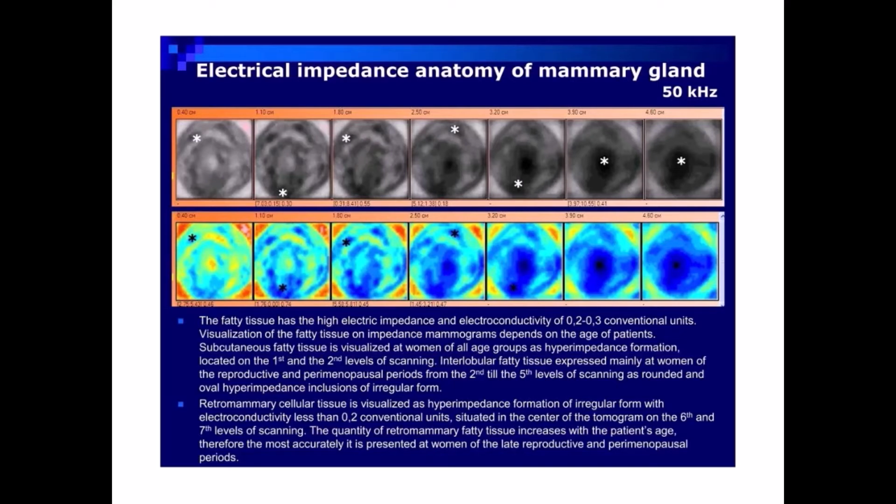Retromammary cellular tissue is visualized as hyperimpedance formation of irregular form with electroconductivity less than 0.2 conventional units. Situated in the center of the tomogram on the sixth and seventh levels of scanning. The quantity of retromammary fatty tissue increases with the patient's age. Therefore, it is most accurately presented at women of the late reproductive and perimenopausal periods.